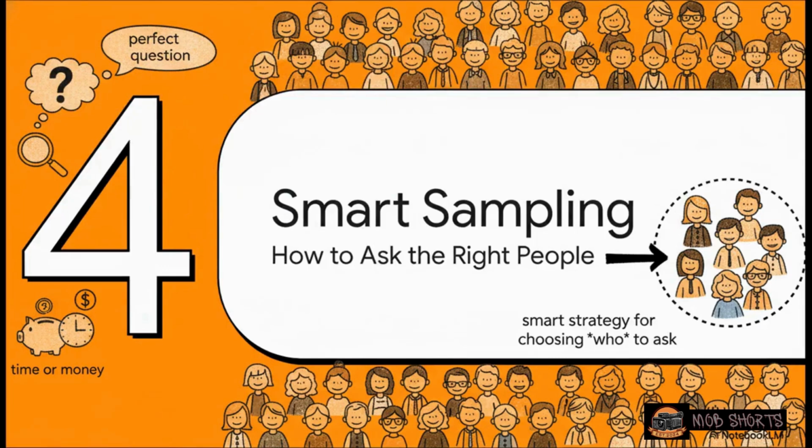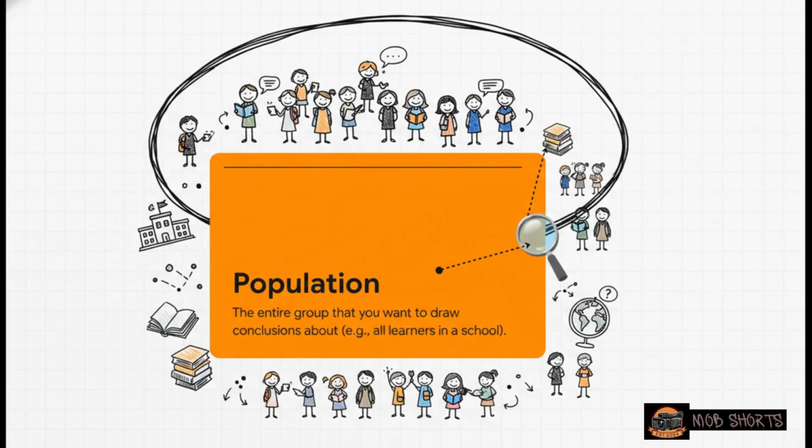So we have our perfect question and our chosen tool. But wait a minute, we probably can't survey or interview every single learner in the school. That would take forever. So we need a smart way to choose who we're going to ask. First, we need to know our population. Now, that's a fancy word for a simple idea. It's the entire group of people or things we want to know about. So for our tuck shop project, our population is all the learners in the entire school.